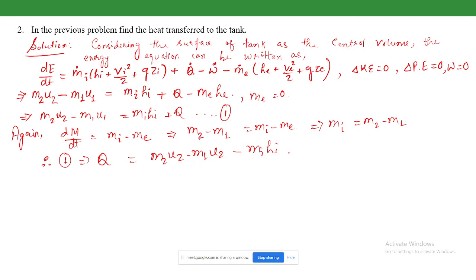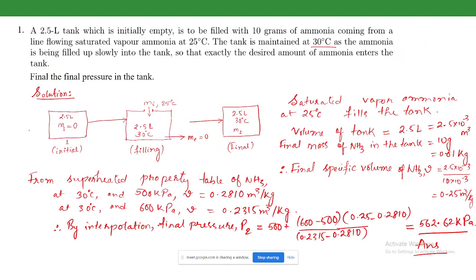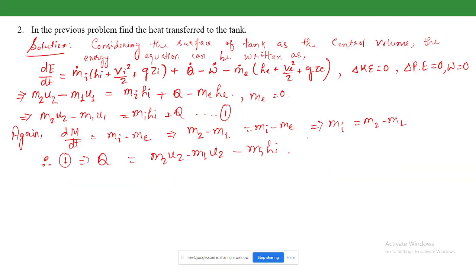Now, m1 is also equal to 0. It states that initially the tank is empty. So m1 is equal to 0. Therefore, Q is equal to m2u2, minus mi hi. Mi is equal to m2 minus m1, and m1 is 0, so mi is equal to m2. So Q is equal to m2 times u2 minus hi.